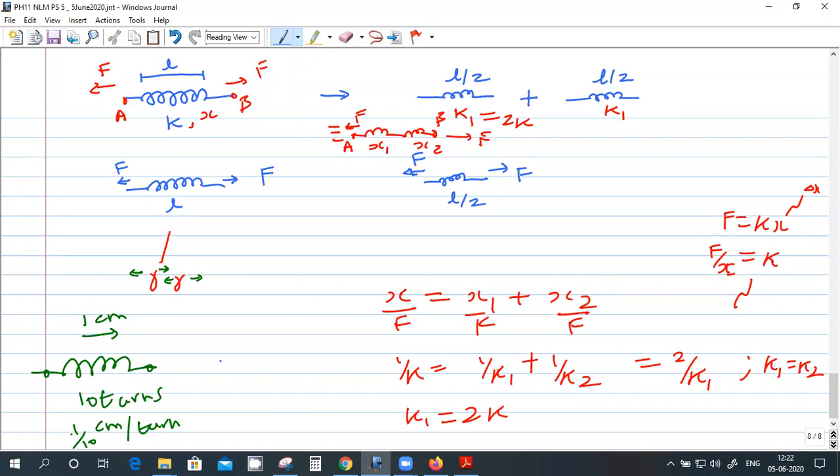Okay, now if we take half of this spring, five turns, and suppose I'm stretching by 1 centimeter again, how much will each turn stretch? 1 by 5, right?